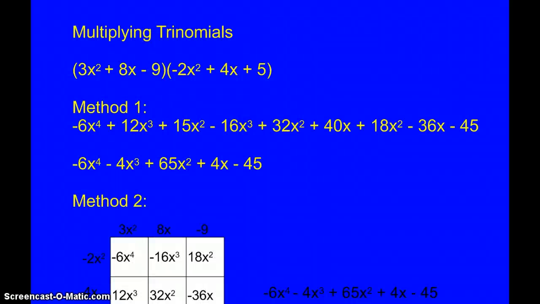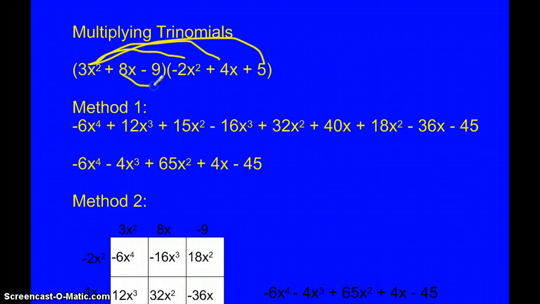Our last example here is multiplying trinomials. Now I'm going to show you two different methods for doing this. The first one is we can follow the exact same concept we used when we multiplied binomials. This 3x squared needs to multiply by everything in this second parenthesis. So I take my 3x squared times negative 2x squared, 3x squared times 4x, and 3x squared times 5. And you see the result down here.